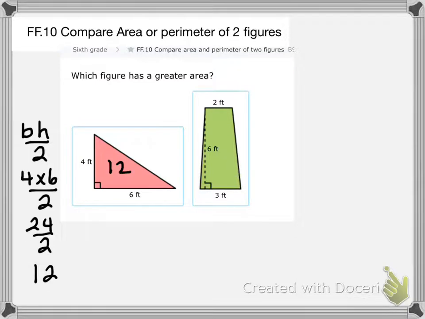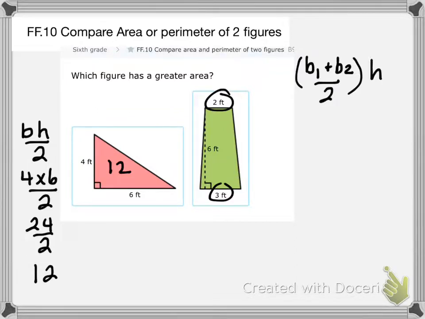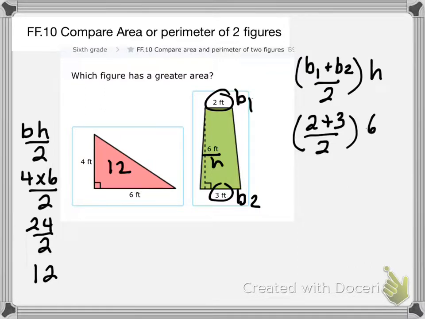To find the area of the trapezoid, if you remember the formula, it's base 1 plus base 2 divided by 2. It's the average of the two bases. Remember, the bases have to be parallel. And then we're going to multiply it by the height. There's our height. There's base 1, base 2. All right, so let's plug in what we know. Base 1 is 2. Base 2 is 3. We're going to divide that by 2. And then multiply it by the height of 6.